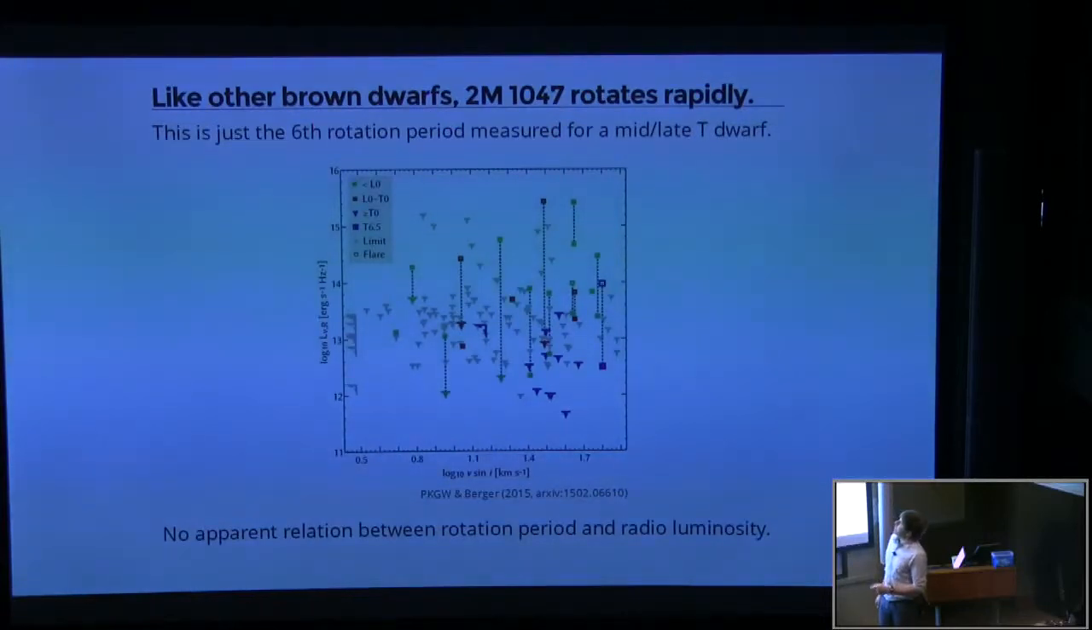The other thing I want to point out is this is only the 6th rotation period measured for a mid or late T-dwarf, and the other ones come from optical infrared monitoring, where you're assuming that you're watching inhomogeneities due to the clouds, and the clouds probably evolve on similar timescales, so you worry a lot about what you're measuring when you're seeing stochastic variability with a certain timescale. Radio observations don't have that limitation.